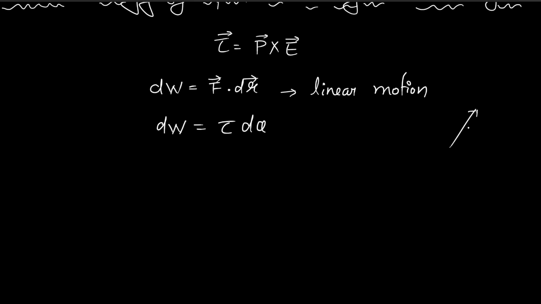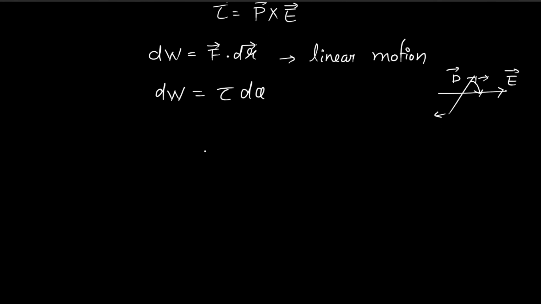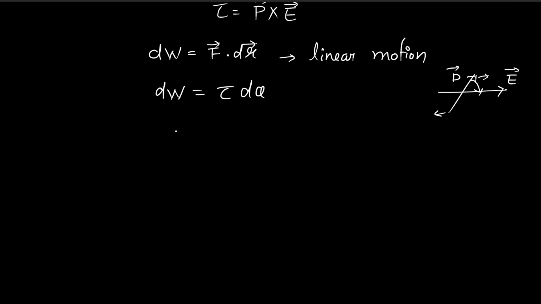Let's suppose the dipole moment is here and the electric field is in this direction. This is the p vector, and when we apply the electric field, the force acts on the end points, and the body tries to rotate in this direction. We are going to discuss the potential energy that the dipole will store within it, and this potential energy is nothing but torque into d theta.